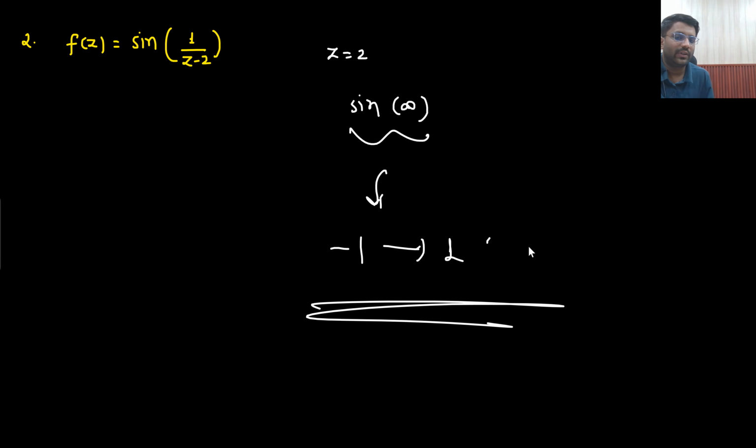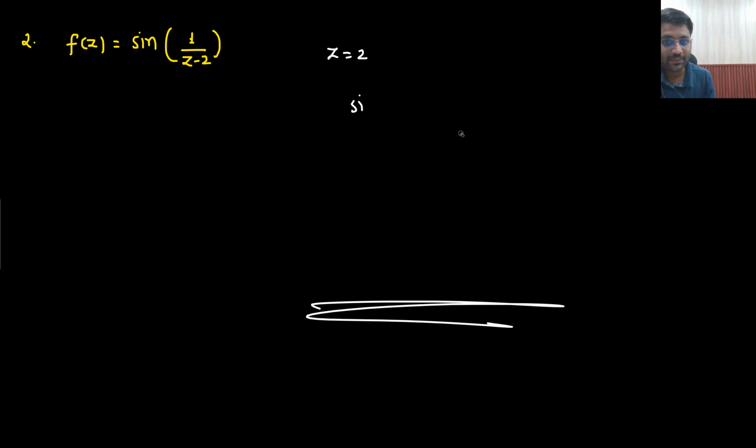f(z) equals sin(1 by (z minus 2)). If you look at this function, you don't feel like there is a problem. Someone would say that, sir, z equals 2 is a problem. Why is z equals 2 a problem? At z equals 2 it will become sin infinity. So sin infinity will be some value between minus 1 and 1. So it is not tending towards infinity. As of now it doesn't feel like a problem.